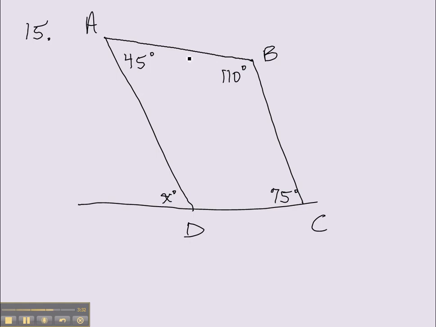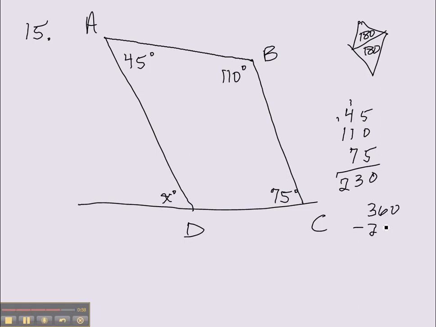Now what we do have to know is the sum of the angles in a quadrilateral. Now remember, any quadrilateral can be divided into two triangles, so the sum of the angles is 360. So we'll take 45 plus 110 plus 75. You could use your calculator, make this a little bit faster. What's that? 230. So 360 minus 230 is 130. But we're asked to find x, which is 50. Why is it 50? These two angles must be supplementary since they are a linear pair, so they must add up to 180.